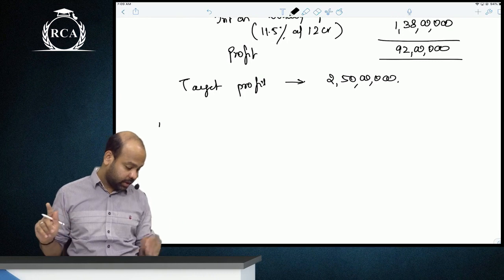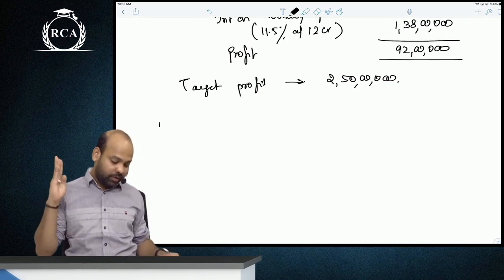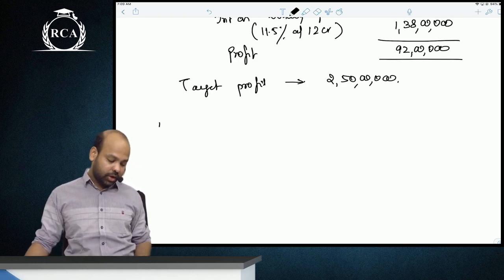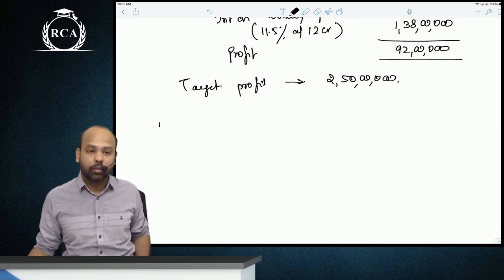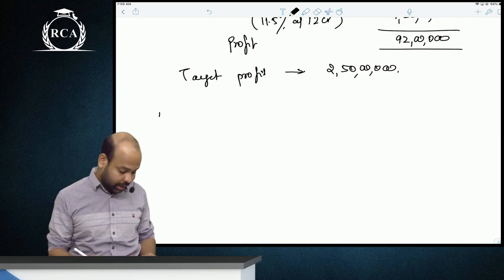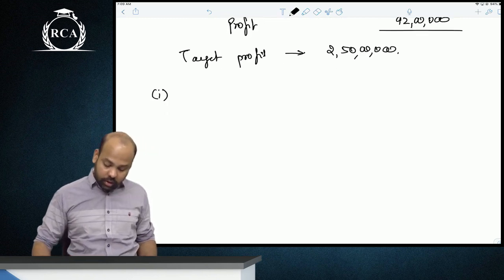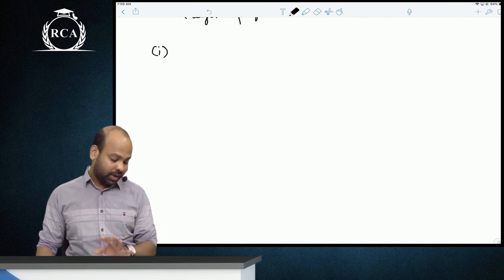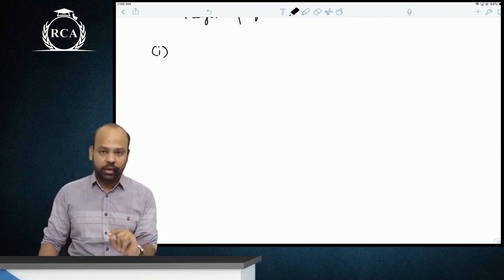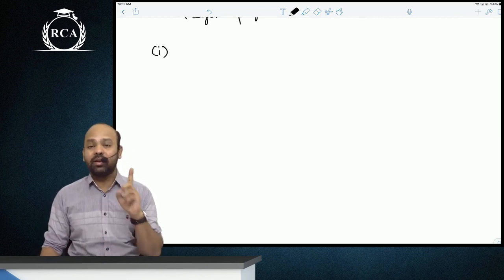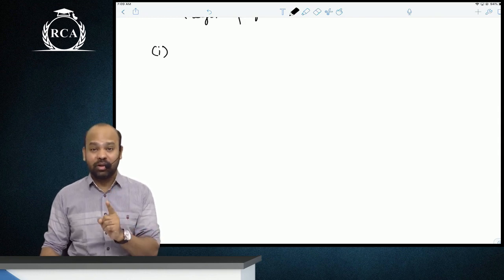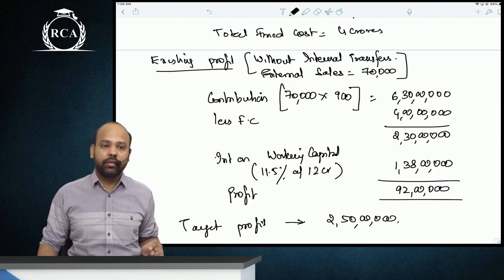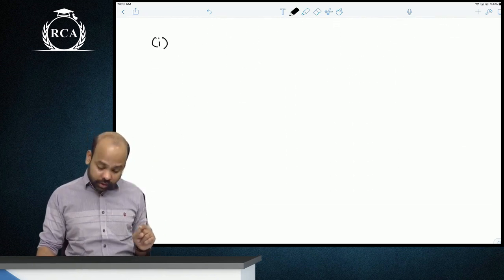He needs 40,000 units. Calculate the transfer price per unit of product that Division A should quote in order to meet the target profit for the next year. Remember, the requirement of Division B is 40,000 units, not 30,000 units. This would mean that your existing profit is going to reduce.